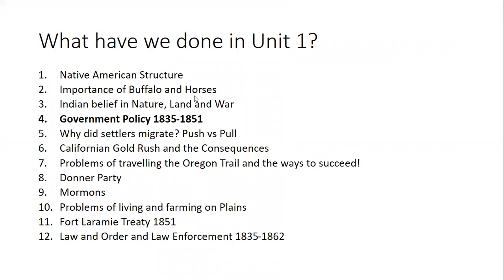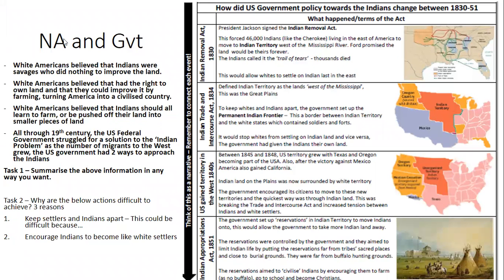Number 4 is government policy, 1835 to 1851. We've got to know about how the government reacted against the Native Americans and what the government tried to do with different policies. Now, you might be asked about these policies in the exam, looking at the importance of the policies towards the Native Americans' way of life. So, Native Americans and government.